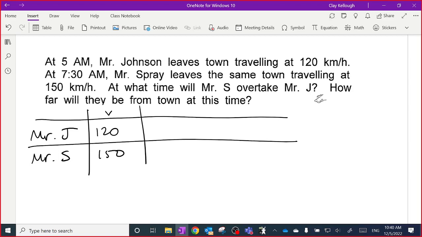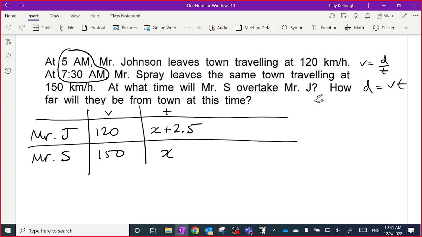Distance, okay, let's remember how the formula works, right? Velocity equals distance divided by time. So distance is the one I actually don't know here. That's speed times time. I actually do know what time is. Time would be, well, let's say it takes Mr. S x amount of time. It would take Mr. J x plus 2.5. Why the 2.5? Because of these 2 numbers here.